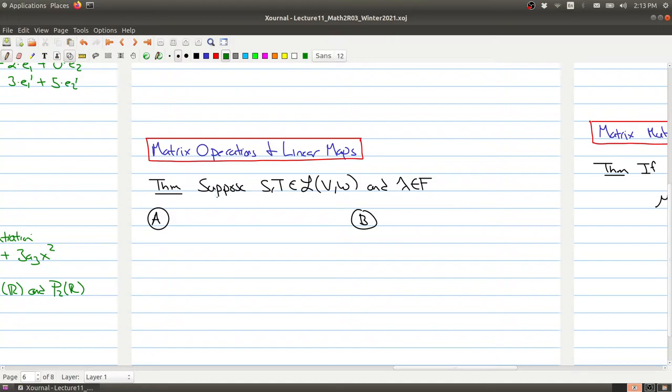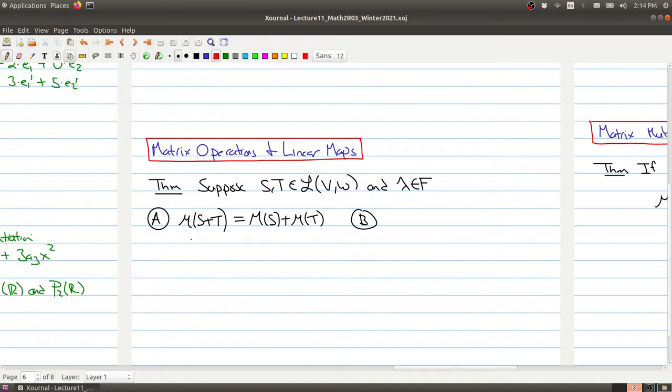Okay, so here's the setup. Suppose that S and T are linear maps from V to W, and we have some scalar lambda in F. One thing that we know is we can make the sum of these two operators, so we get a new operator. This should have a matrix associated to it. And the question is, how is this matrix connected to the matrix of the linear map S and the matrix of the linear map T? And as you might guess, it's the sum of the two matrices.